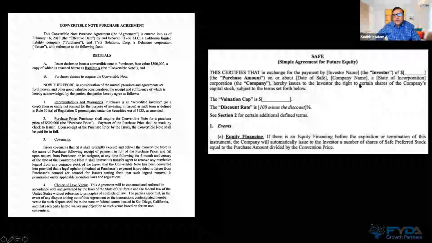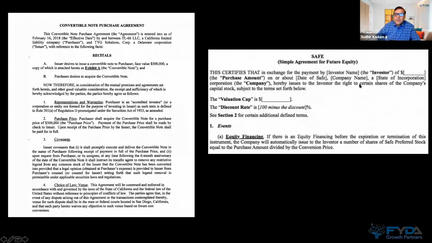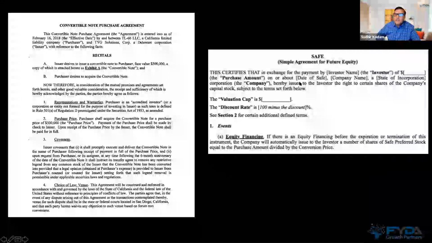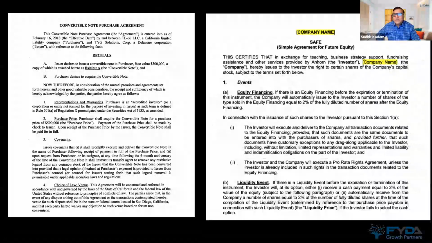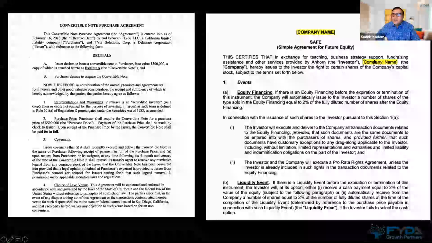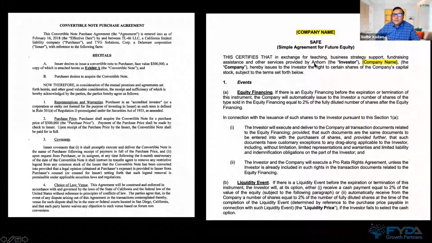Now I want you to carefully look at the S.A.F agreement. So the S.A.F agreement over here is an investor S.A.F. There can be another type of S.A.F, and that S.A.F can apply to your advisors. So here you see what is written in this first line. This certifies that in exchange of teaching, business strategy support, fundraising assistance, and other services provided, the company hereby issues this S.A.F, equity financing equal to 2% of the fully diluted or whatever it is.